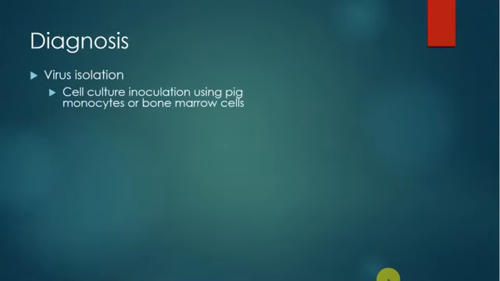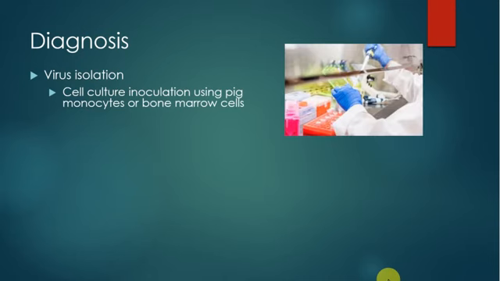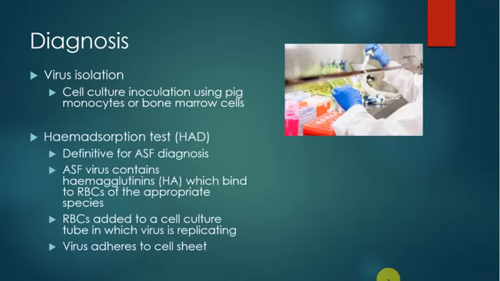If you want to make sure that the virus is actually causing the disease, you could isolate the virus. How you would do this, you just do a culture of the cells using the pig monocytes or bone marrow cells. You could also do a hemadsorption test as well. This is actually a definitive diagnosis for ASF.